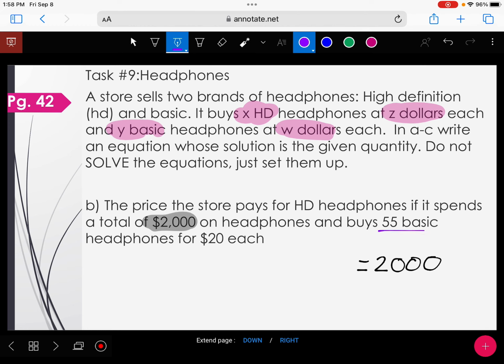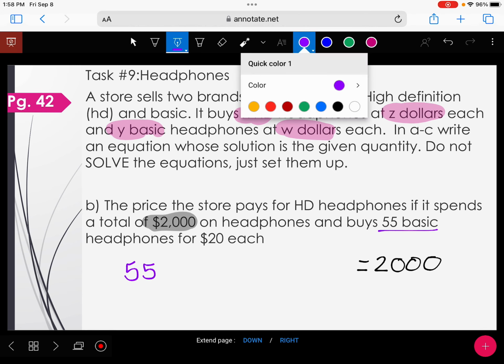Yeah, they're going to buy 55 basic headphones. So how much are they spending on basic headphones? 20 each, right? So what are we going to do with the 55 and the 20? Times them together.